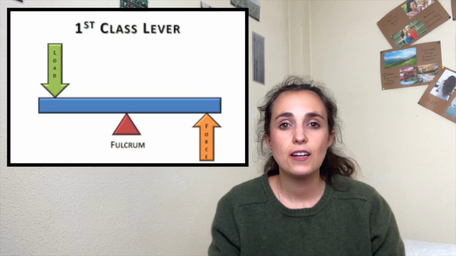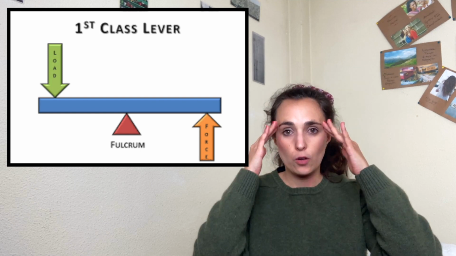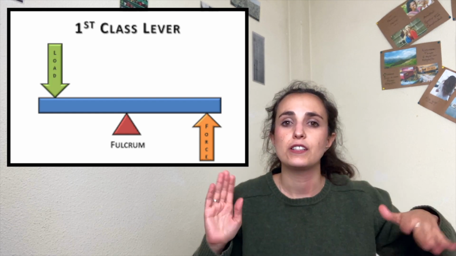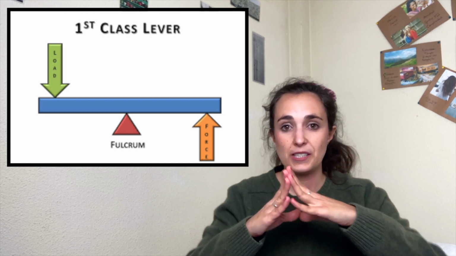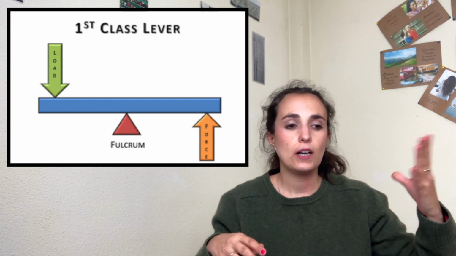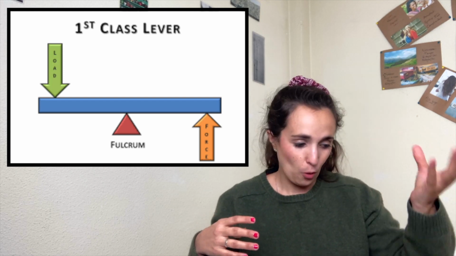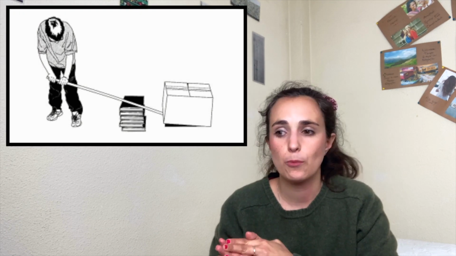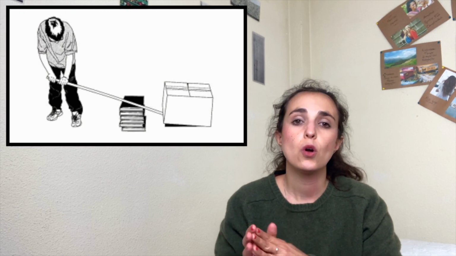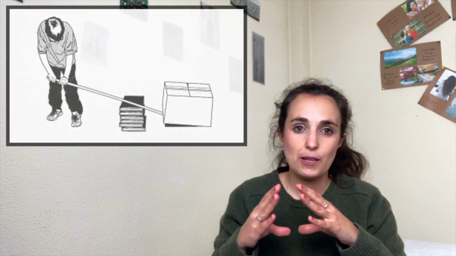The first class lever is the classical one, the one you will have in mind if I tell you, think about how a lever works. The fulcrum is in the middle, with the load arm and the effort arm, as I already explained. In this example, it's a boy trying to lift a box with this bar, and the fulcrum is the pile of books.